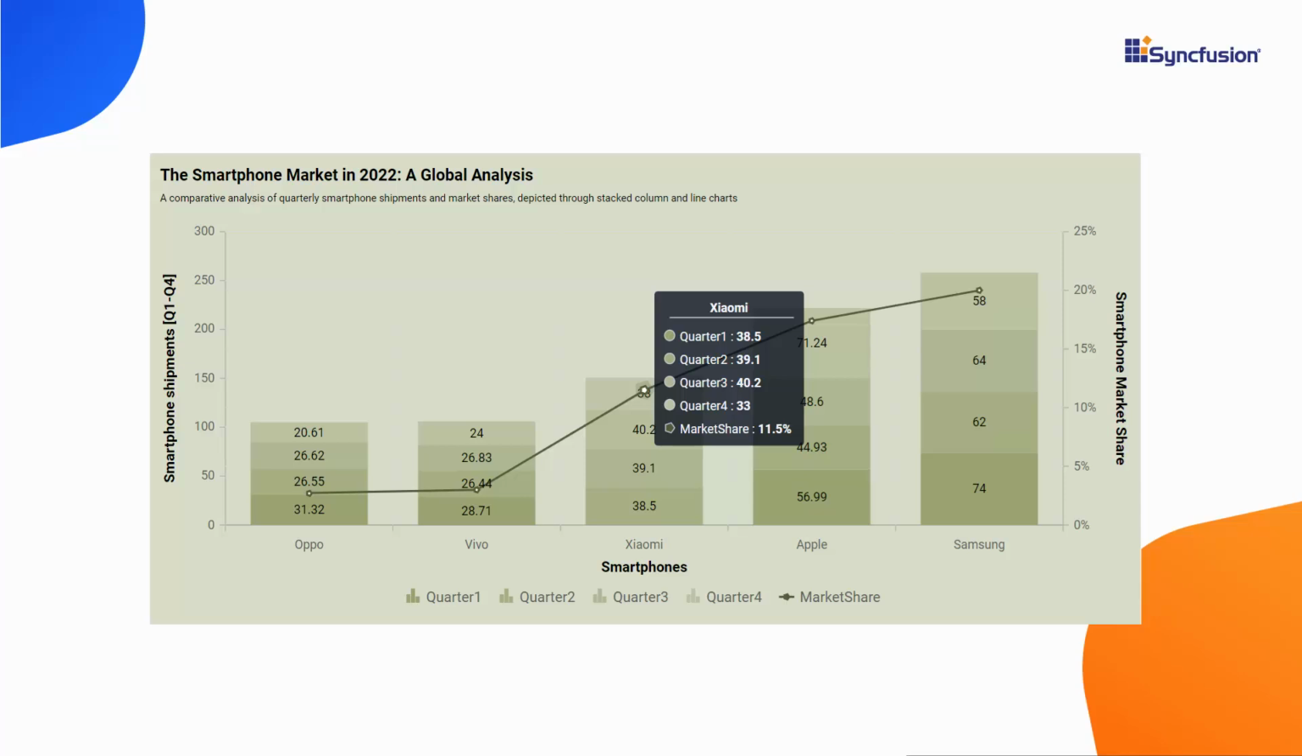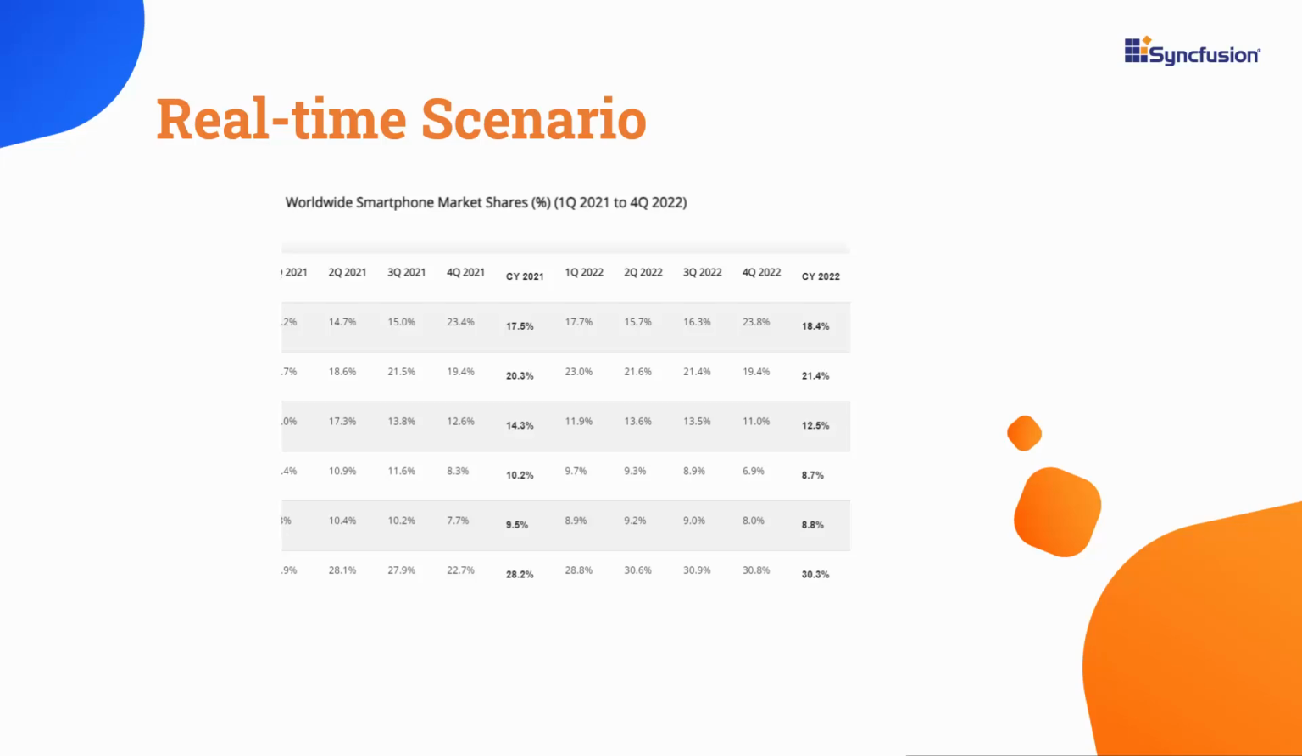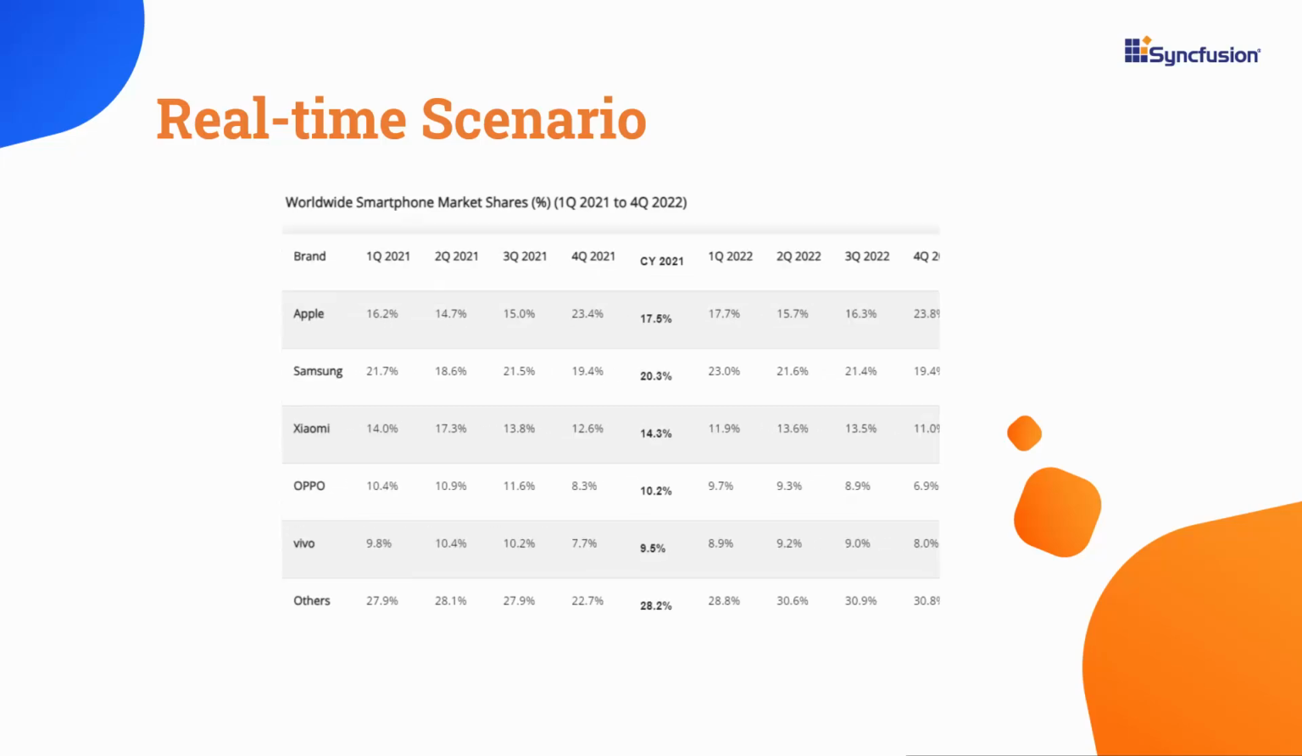Before that, let's explore a real-time scenario with example data. Look at this data table, which shows the quarterly smartphone shipment volumes and market share for 2022. To create a chart that shows both the smartphone shipment volumes and market shares for each quarter from 2021 to 2022, we can use a combination of a stacked column chart and a line chart.